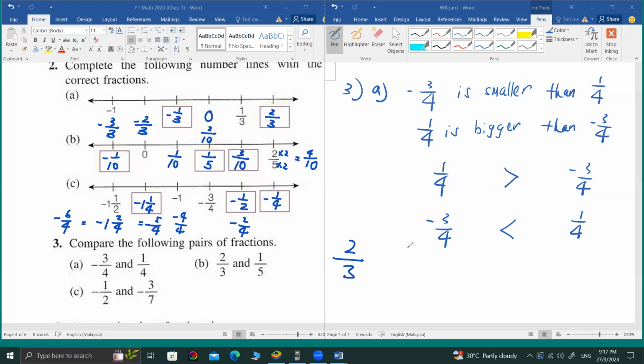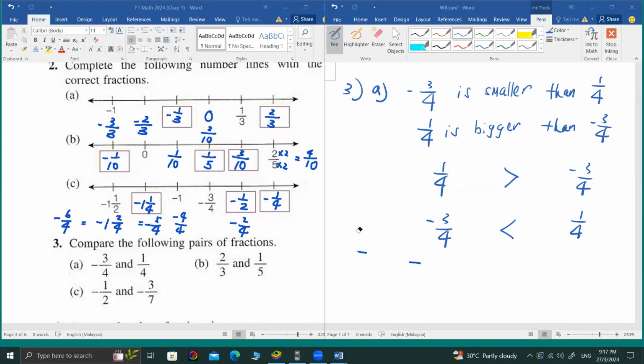Look at it this way. Times 3, times 5, times 5, times 3. This one 10, right? This one 3, right? So this one bigger, is it? So your answer is, listen, 2 per 3 is greater than 1 per 5. Or 1 per 5 is smaller than 2 per 3. Or you write this way. Got it? Understand? So no need for me to keep telling the 4.